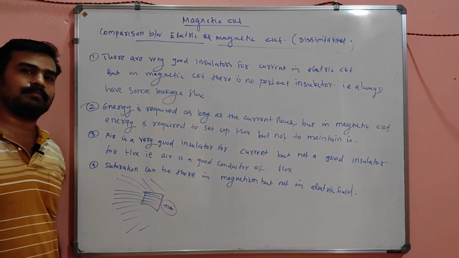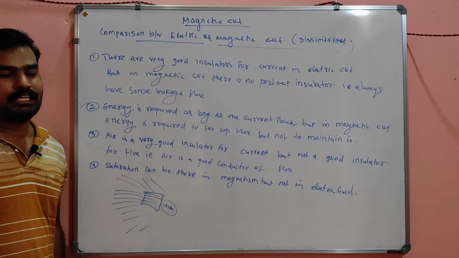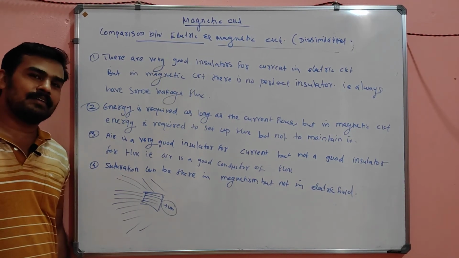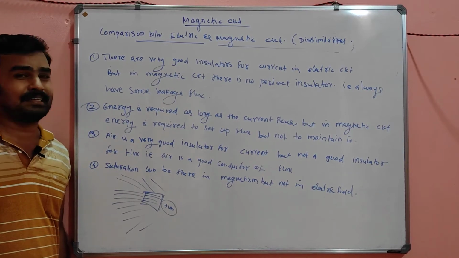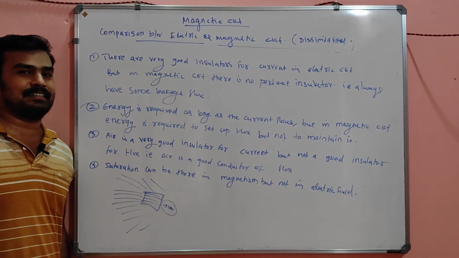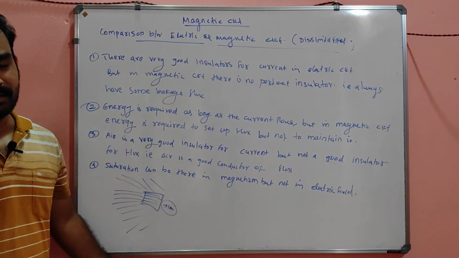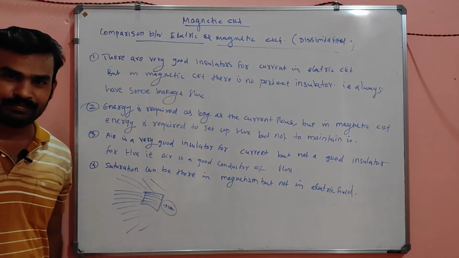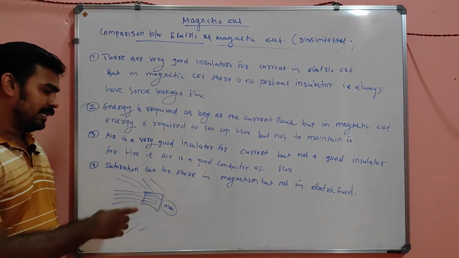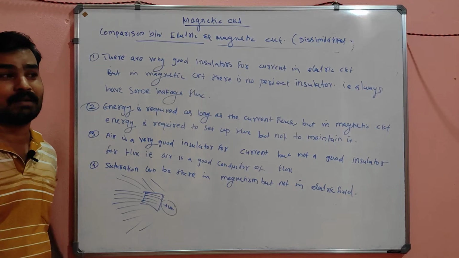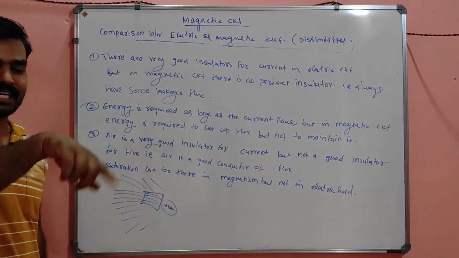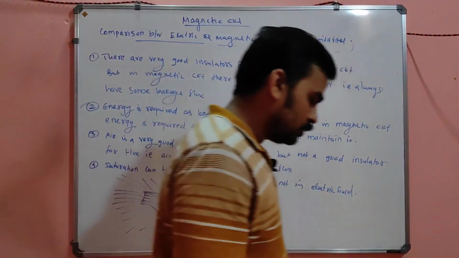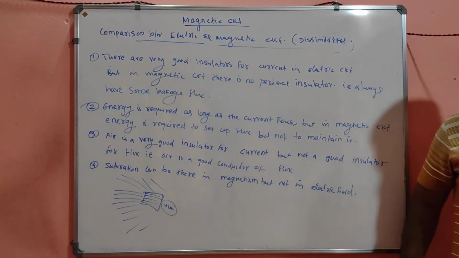But in an electric field, there is no saturation at all. The current carried by a conductor will be there up to a certain limit, but after that the conductor will be burned. That is not called saturation; it is simply burnout. There the current will be zero. It can't conduct anymore. That is the difference. So these are the dissimilarities between electric and magnetic circuit, my dear.